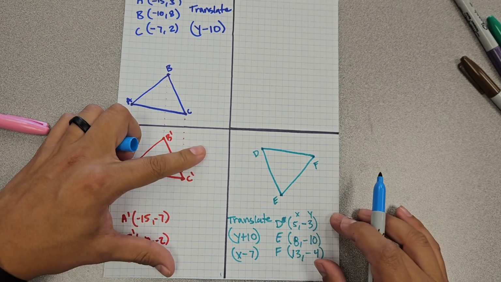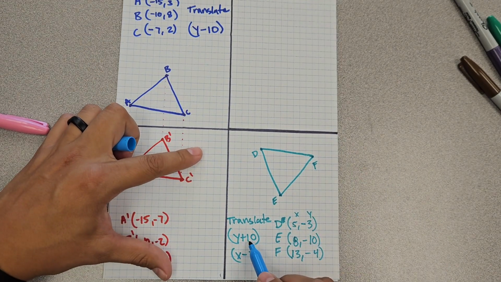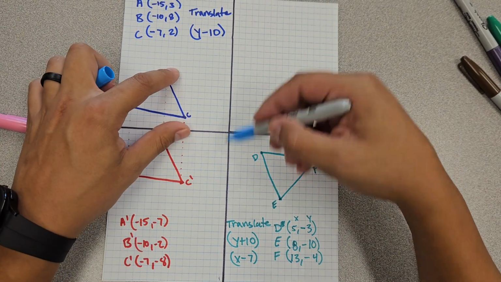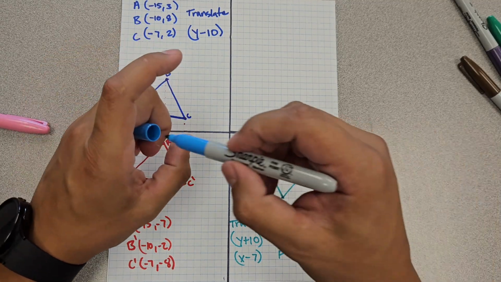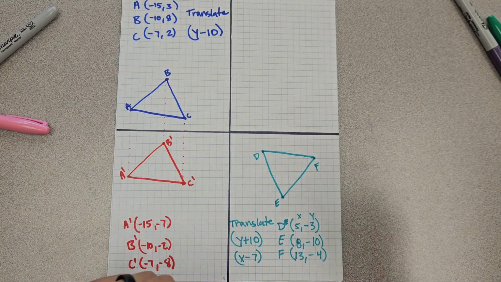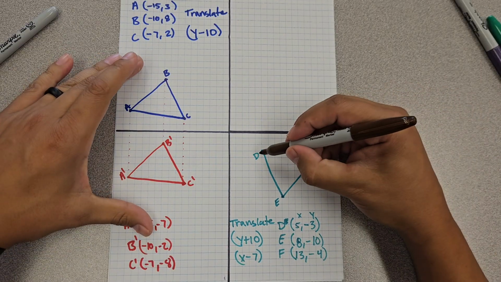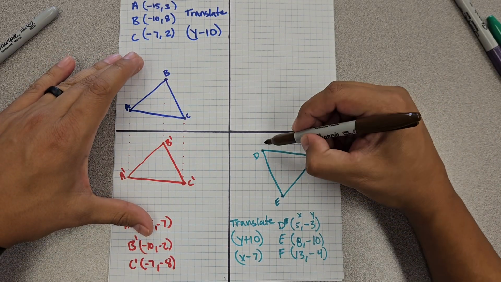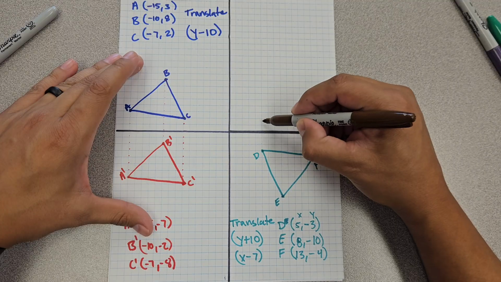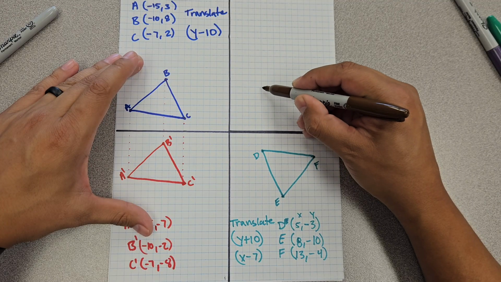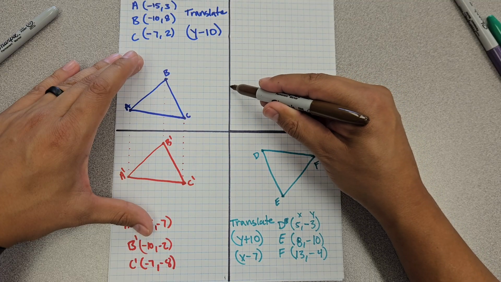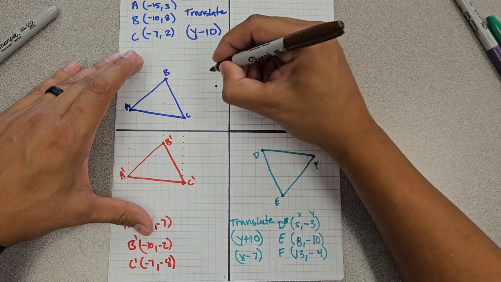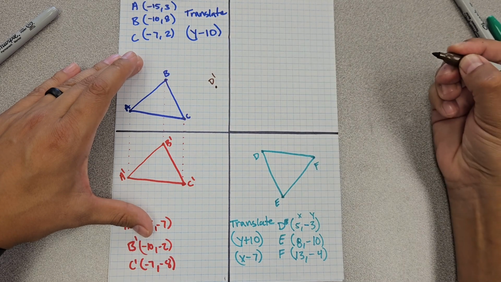Okay, so there's that triangle. We need to translate this by going y plus 10, which means my y-axis is up and down. So plus 10, and then x minus 7, x-axis left 7. I'm going to do this one in different colors so we can see it better. So each point, I'm going to go up 10, left 7. So up 1, 2, 3, 4, 5, 6, 7, 8, 9, 10. Then left 1, 2, 3, 4, 5, 6, 7. So this gets us D prime.